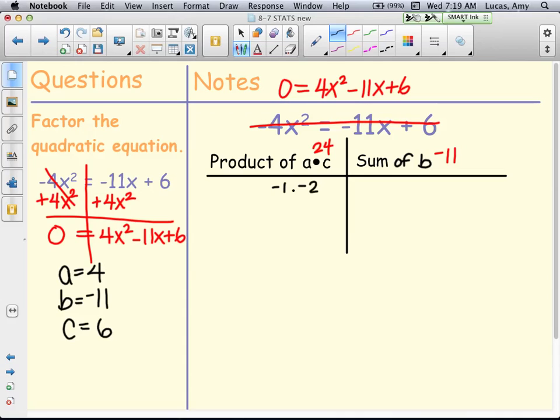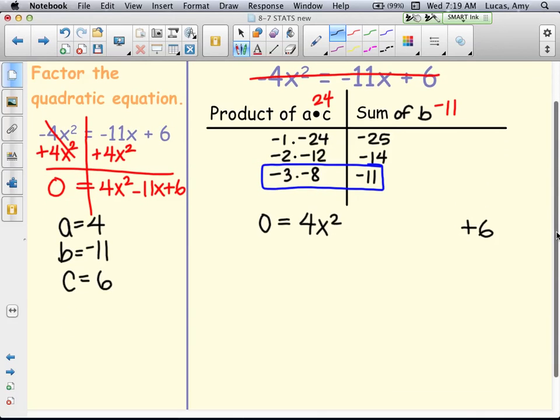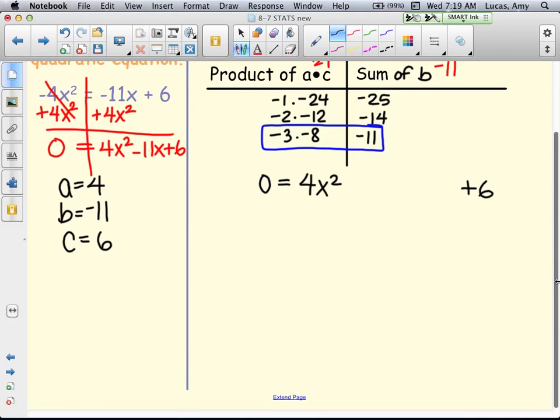Negative 1 times negative 24, too low. Negative 2 times negative 12, little too low. Negative 3 times negative 8, now it matches the sum that I'm looking for. Remember, as soon as you find it, you can stop. So now my quadratic, my first term is 4x squared, my last one is 6. And I have minus 3x and minus 8x.